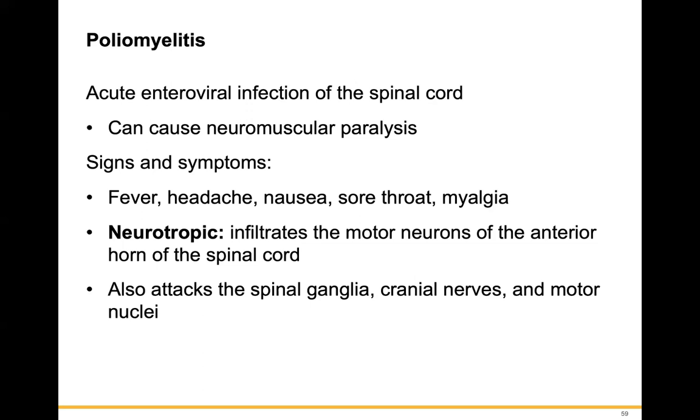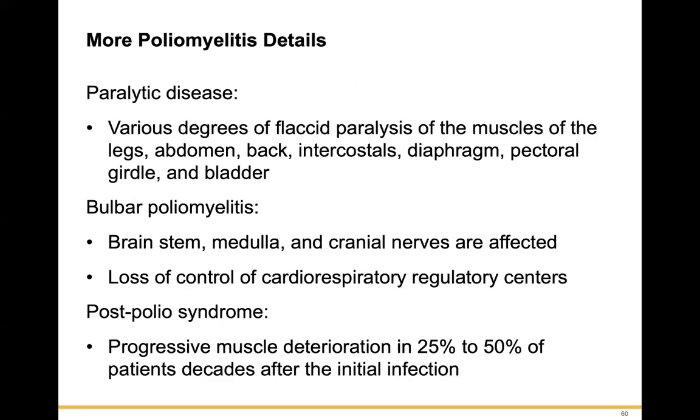It infiltrates the motor neurons of the anterior horn of the spinal cord, and it can also attack the spinal ganglia, cranial nerves, and motor nuclei. It can cause paralytic disease. You have various degrees of flaccid paralysis of the muscles of the legs, abdomen, back, intercostals, diaphragm, pectoral girdle, and the bladder. Bulbar poliomyelitis can affect the brainstem, the medulla, and the cranial nerves. And then post-polio syndrome. This is progressive muscle deterioration in 25 to 50% of patients decades after the initial infection.